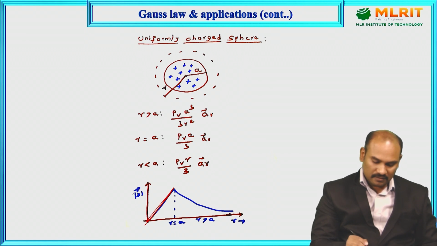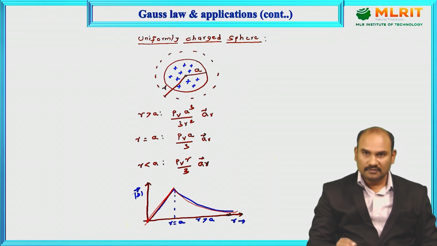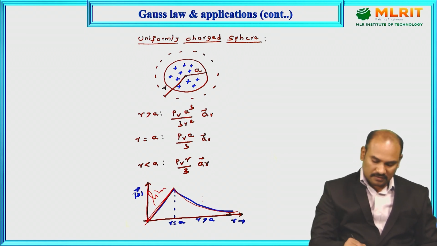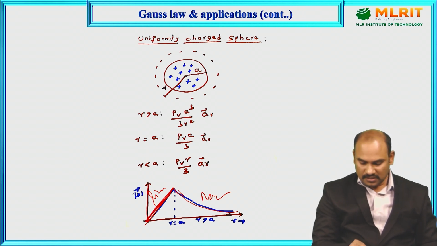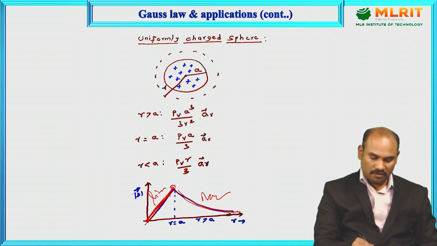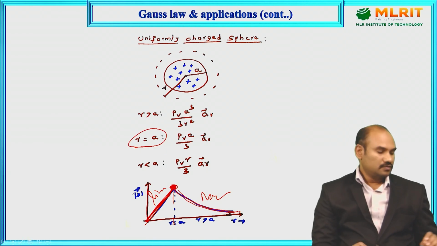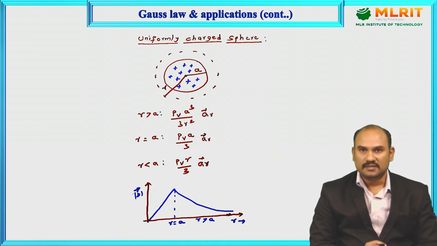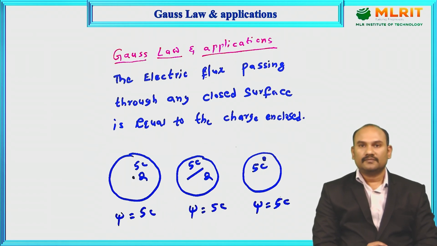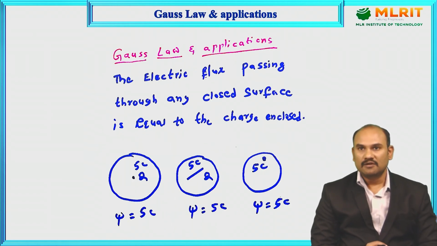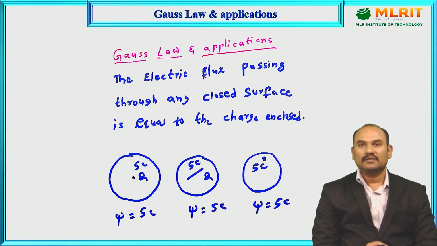Linearly increasing, non-linearly decaying. This is the linear part, this is the non-linear part. This is a linear increase, this is a non-linear decrease. And at R equal to A, this is constant. So these are the typical case studies or applications of Gauss law. With this, we end our discussion of electric flux density, Gauss law and its associated applications.